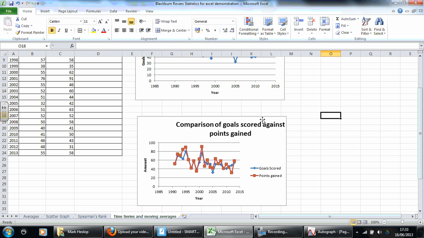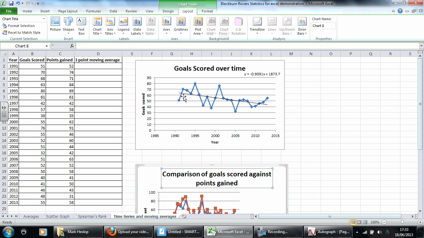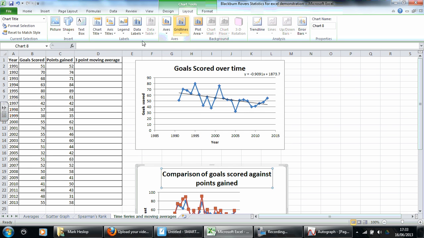So there we go, got my time series graphs. A bit of a clutter when you try and compare them like that. You might need to make the graph bigger to see what's going on. I've got it for just goals scored over time with my trend line and the equation, and I've also got it with them both on the same graph. You may also obviously want to find moving averages.